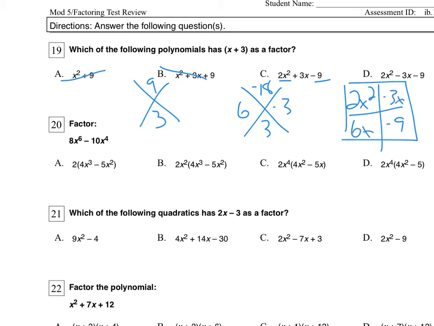Because if you were to add everything in this box, you would get this answer right here. There's 2x squared, 2x squared. 6x and negative 3x is 3x, and then negative 9 is negative 9. So this box completely represents this polynomial there. Then we look for our GCF. We have 3 there. We have an x there.